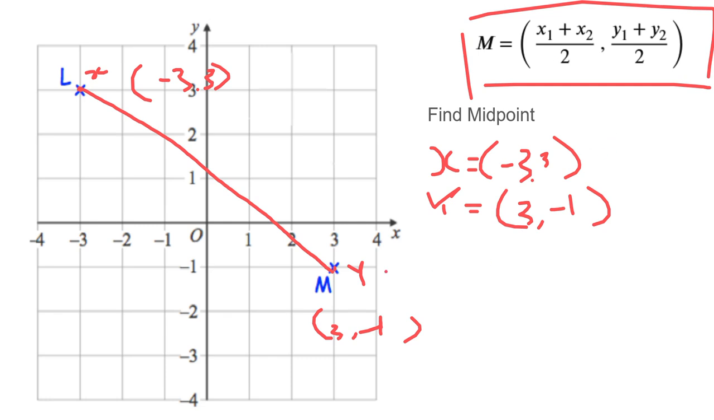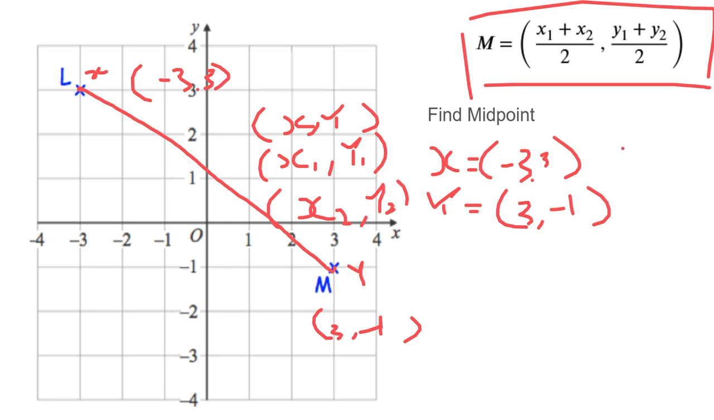Well, if you recall, every coordinate has an x and a y value. The first coordinate and the second coordinate, we have two pairs, x and y in this case. So the first pair would be x1 and y1. So naturally, you realize the second pair must be x2 and y2. And boom, you have your midpoint formula.